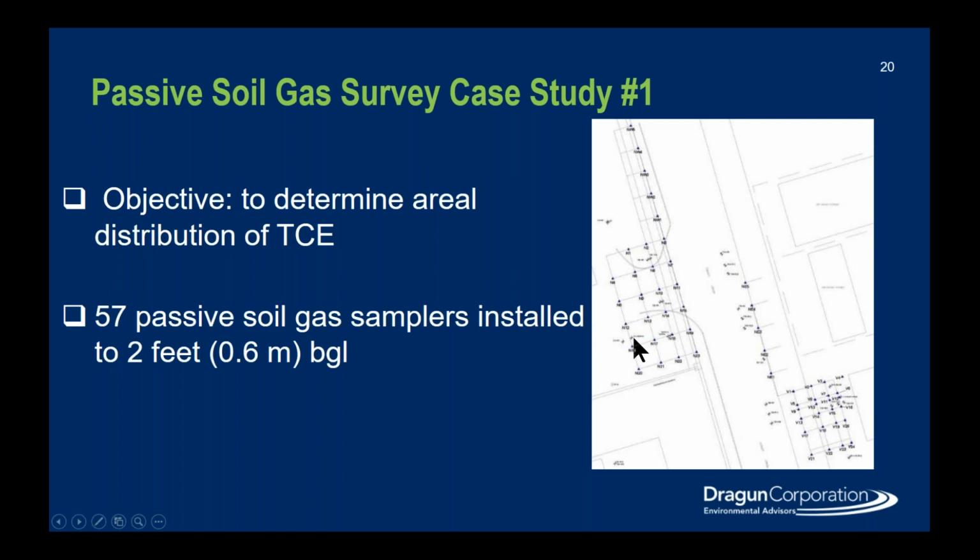And so what we did to figure this out was we put in 57 passive soil gas samplers. So a number of them on the left side of the street, a line of them down the edge of the street, and then a number of them on the right-hand side of the street. And this was a busy road, so access was difficult. It was not easy to drill within the roadway, and bedrock was very shallow, and so drilling to get actual groundwater concentration was very expensive.